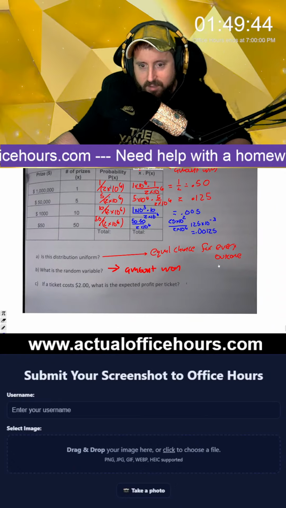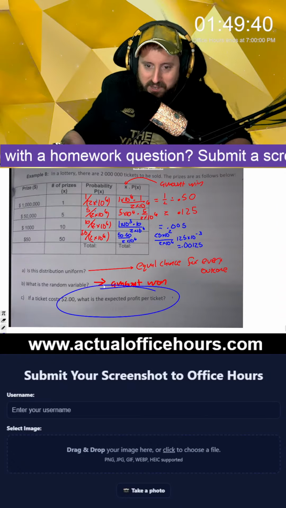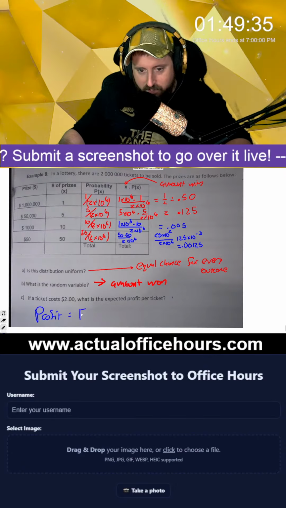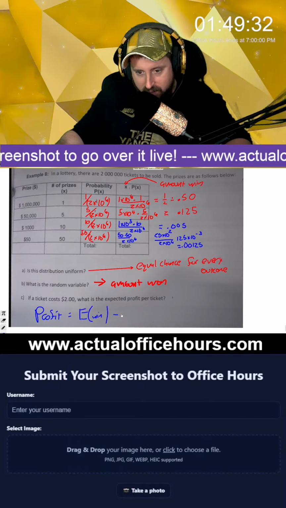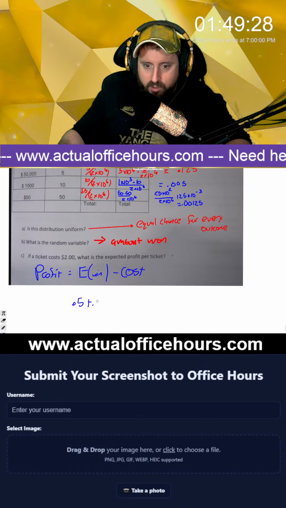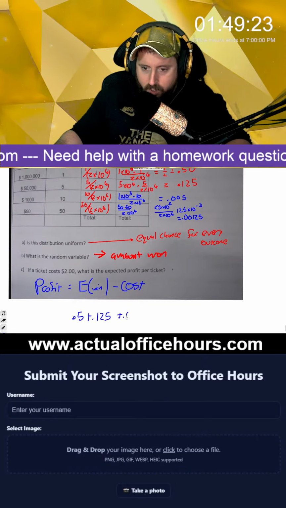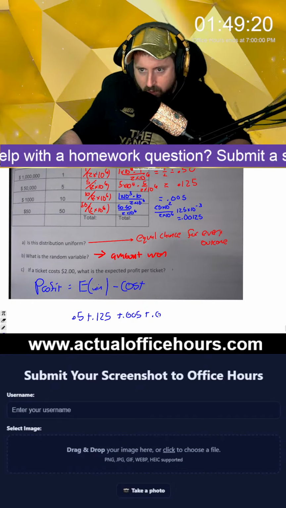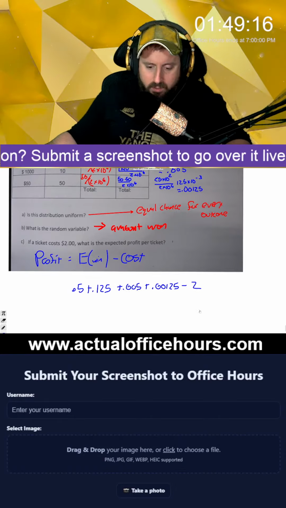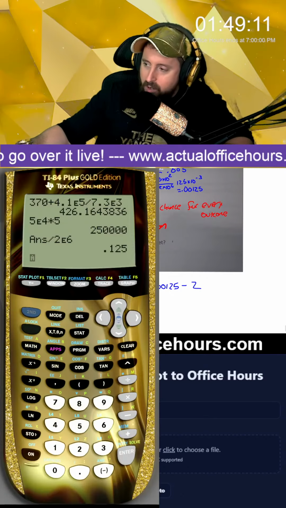Okay. Great. So, if the ticket costs $2, what's the expected profit? Okay, so profit equals like expected win minus cost, which in that case is 0.5 plus 0.125 plus 0.005 plus 0.00125. What's up, Kim? Minus $2. So this is actually a really terrible game to play. I mean, the lottery usually is, honestly.